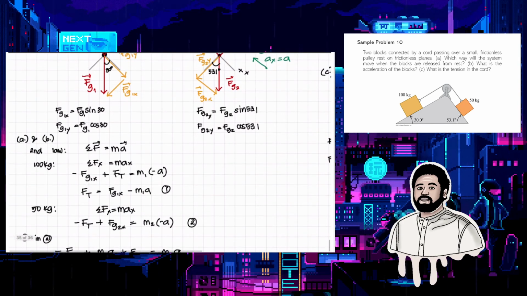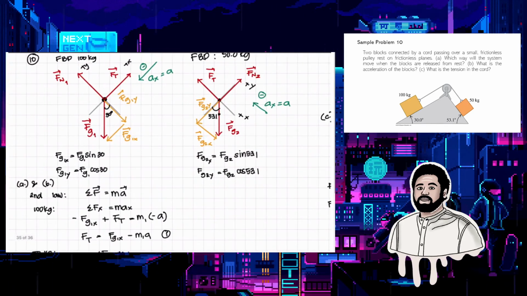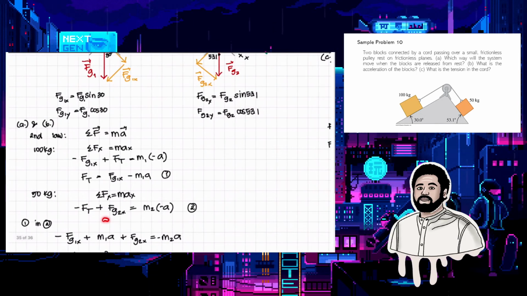We cannot solve anything yet, so let that be equation number 1. Now, using the free body diagram of the 50 kilograms, summation of forces along x is equal to M AX. So we have negative Ft, we have positive Fg2x, and then we have the acceleration that is negative. So negative Ft plus Fg2x is equal to M2 times negative A. So I will now simultaneously solve these two equations so that I could get the acceleration. If the acceleration is positive, meaning my assumption of the motion is correct, but if it is negative, then it should be moving the other way around.